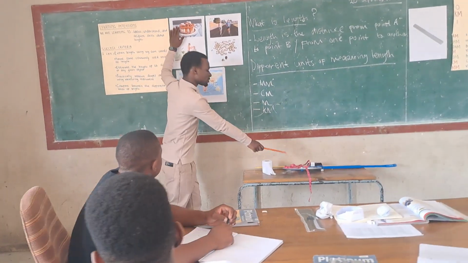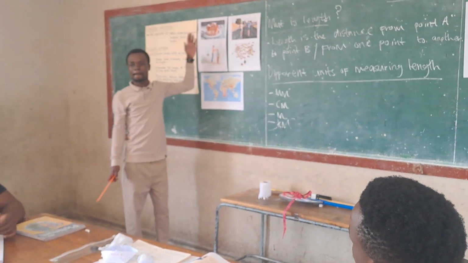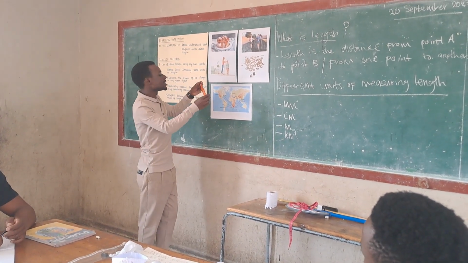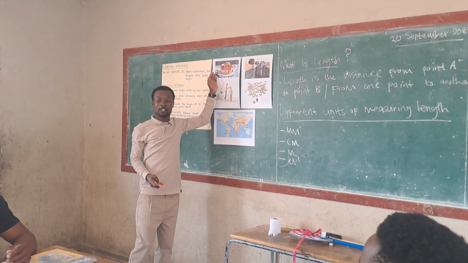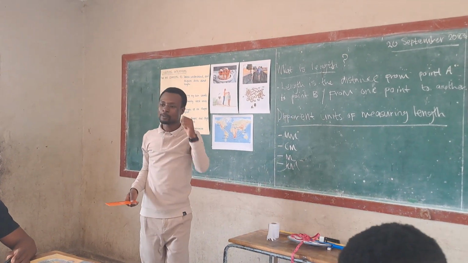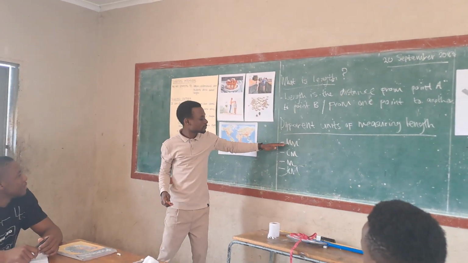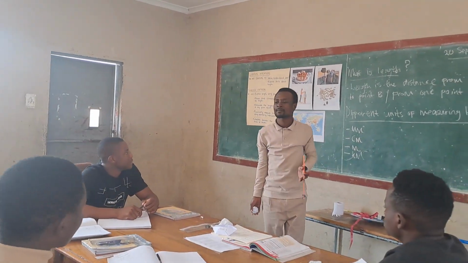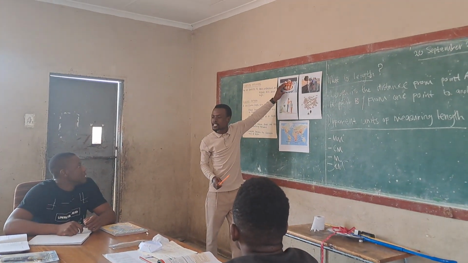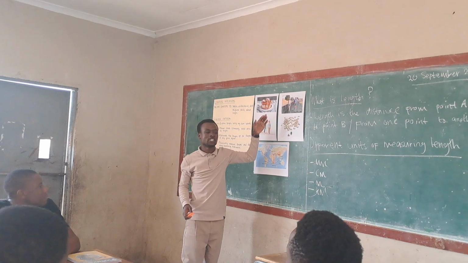So which measuring instrument is appropriate for measuring the distance from the side of the cake up to the side of the cake? Ruler, exactly. I can use a ruler to measure this distance from one side of the cake to the other side of the cake. And which unit is suitable for measuring a cake? Centimeter. Yes, we can use centimeters or millimeters. We can't measure a cake using kilometer.